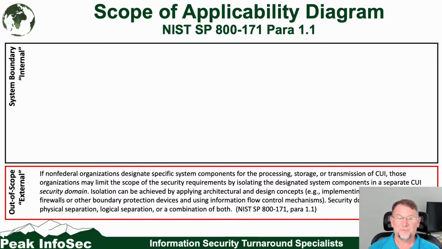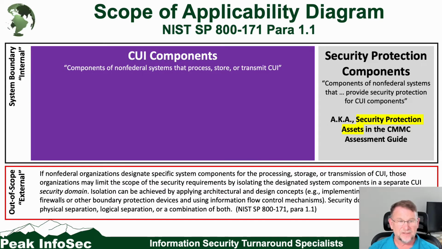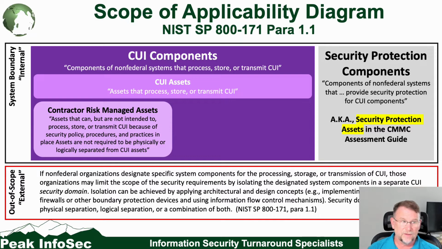Now, how does this fit within the scope diagram that we talked about previously? First, security protection components. There's really no change. They changed the word from protection components to protection assets. So, no change there. CUI components are still there. Now what they've done is break these into three distinct subcategories. The first one is CUI assets, things that process, store, transmit CUI. The others are the Contractor Risk Managed Assets, those that can but aren't intended to.